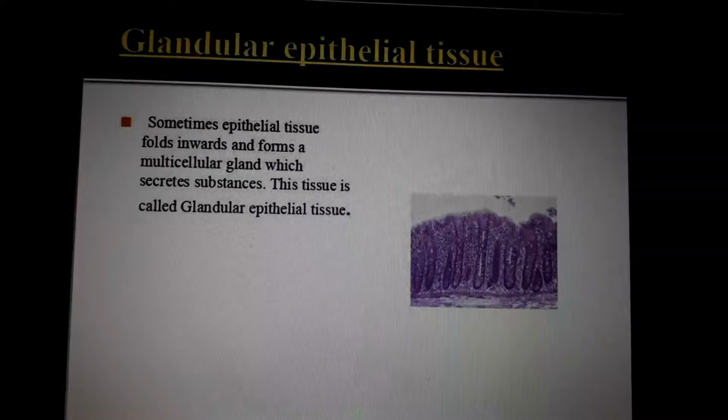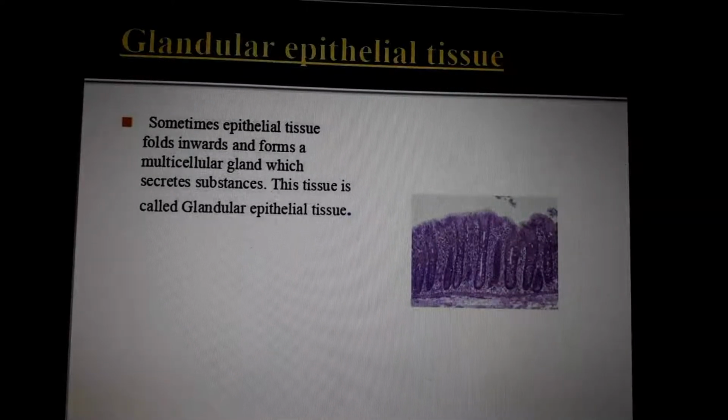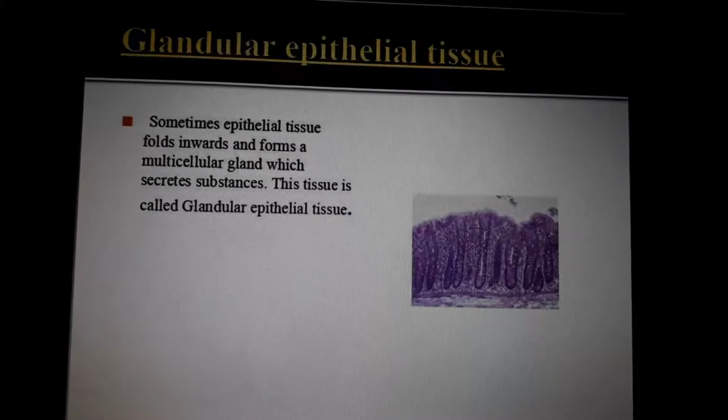Sometimes epithelial tissue folds inwards and forms a multicellular gland which secretes substances. Actually, glandular epithelial tissue is nothing but a mixture of epithelial tissues. But from that epithelial tissue, some secretions are coming. Understand? Example, hormones. Example, inner part of our salivary gland.